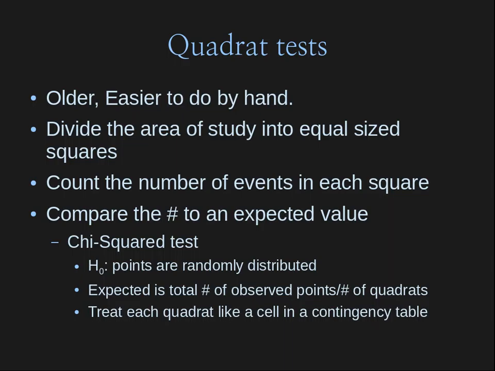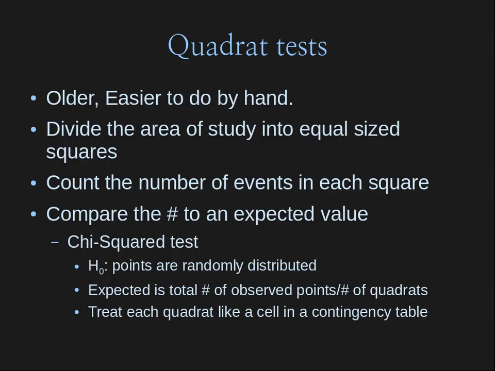And then we can treat each quadrat like a cell in a contingency table. We can just calculate this like we would a contingency table, essentially adding up the chi-square value for every single one. Just as a reminder of how we calculate chi-square values, it's the observed value minus the expected, all over the expected value, and all of this squared.